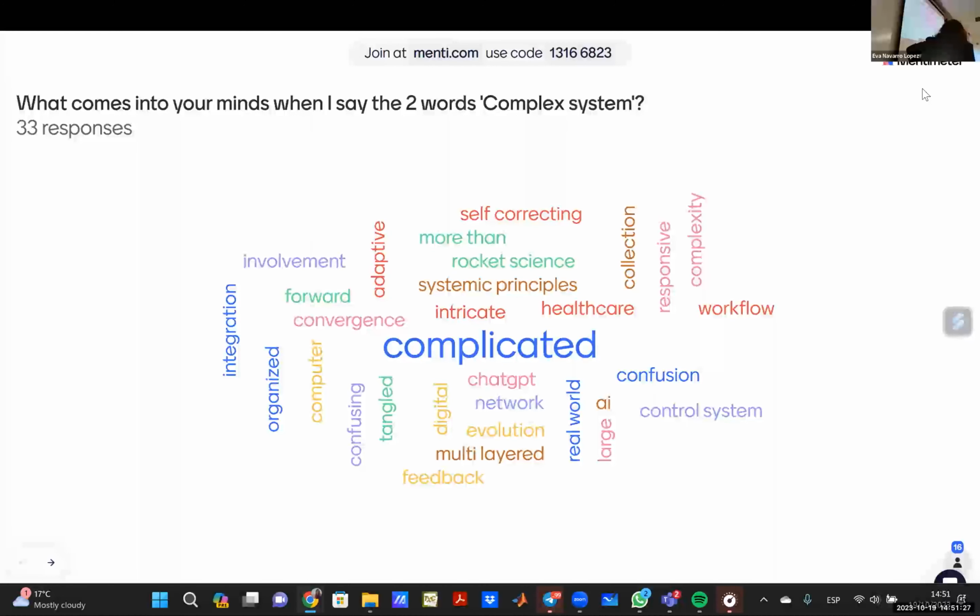Self-correcting, self-modifying, more than systemic principles implicate healthcare workflow confusion. A complex system is not confusing. Tangled, digital, ChatGPT, multi-layer, feedback, organized. ChatGPT is not so complex. There are some studies that show unexpected behaviors of the tool. But remember that the tool doesn't think; it is just accepted plagiarism, taking text that everybody has published on the internet and, through statistical techniques, choosing with probabilities the best next word. For me, it is not a complex system. Some people say that they are having unexpected behaviors.